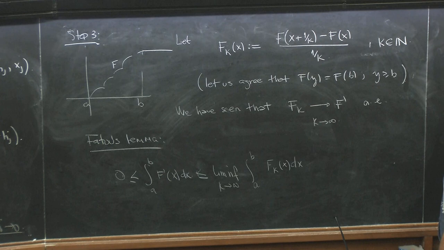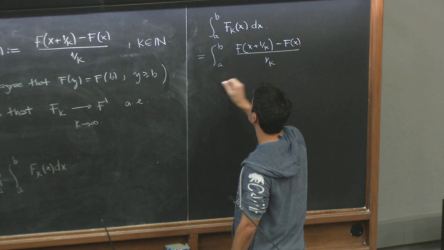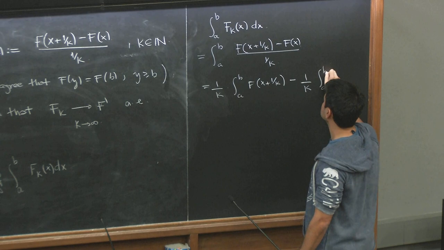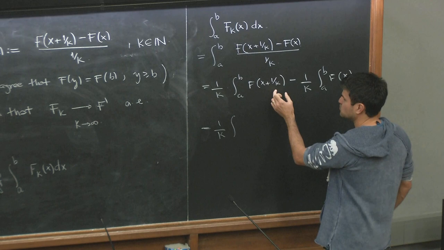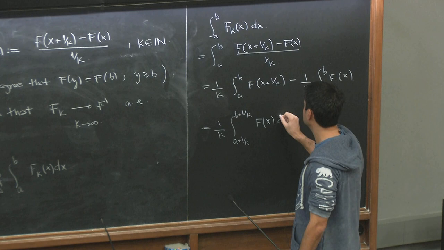Well, you just throw it in the formula. So this is the integral from a to b of f of x plus 1 over k minus f of x. Okay. 1 over k comes out. And here, if you do a little change of variables, x plus 1 over k, if you call it y, this is going to be the integral from a plus 1 over k to b plus 1 over k of f of x dx.